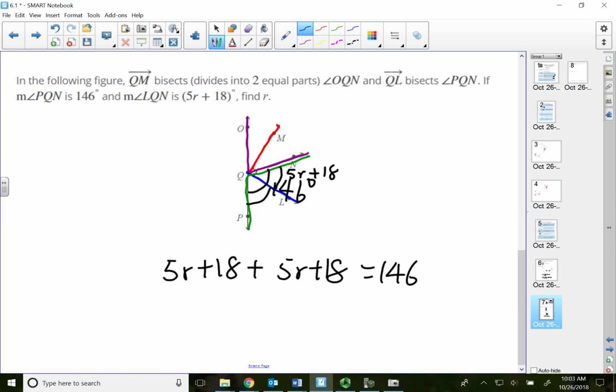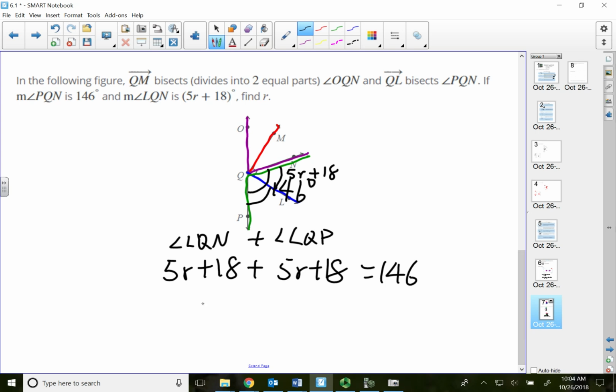So let me just write this, okay? It says LQN. So let's say this is angle LQN, L to Q to N, is 5R plus 18, plus the other one, which must be LQP. Because this angle and the other angle together equal 146, because QL bisects the entire green angle.